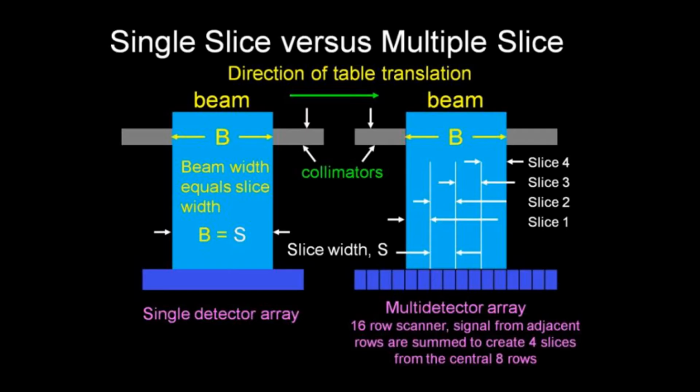Remember that with a single detector, the beam width equaled the slice width, or B equals S in this picture. With a multi-detector array, these combinations of detectors equal multiple slices, and we can manipulate the slice width by combining them in different ways.